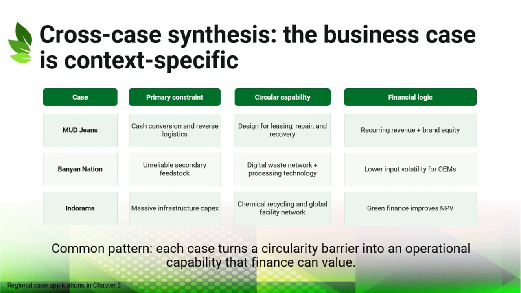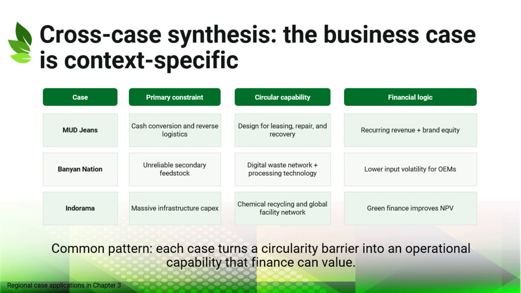This comparison brings the cases together. Genes faces cash conversion and reverse logistics challenges, and responds with leasing, design for recovery, and brand equity. Banyan Nation faces unreliable secondary feedstock, and responds with digital waste networks plus processing technology that improves material quality. Indorama faces massive infrastructure capital expenditure, and responds with chemical recycling capabilities supported by green finance.